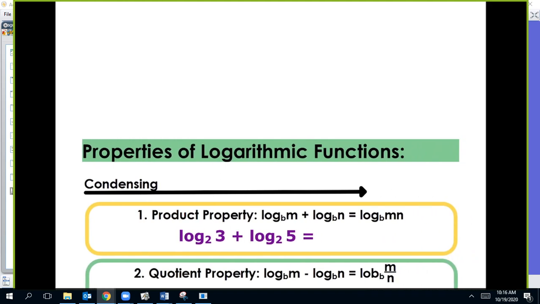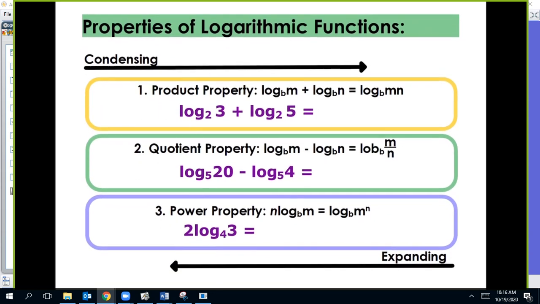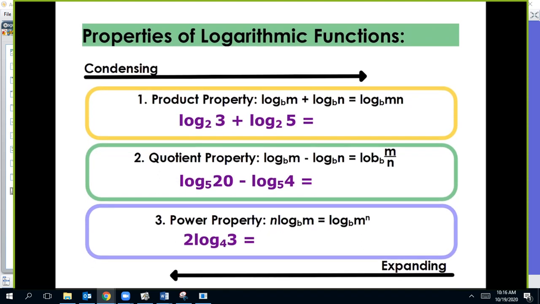All right, one of my favorite properties of logs is these expanding and condensing properties. And these come directly from exponents. And so the way that it works is if you have two logs with the same base being added together, you can rewrite them as a product. And so that will be log base 2 of 3 times 5, which we can go ahead and simplify. That's going to equal 15.